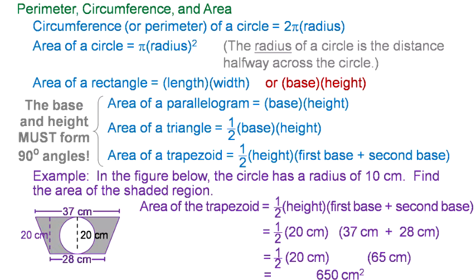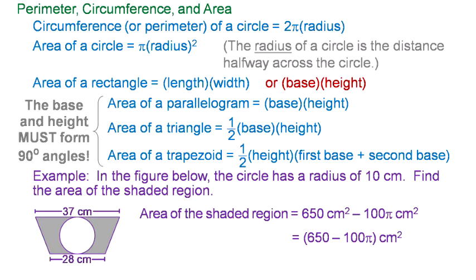Now let's talk about what I just found. In the last step, I found the area of the entire trapezoid. So, to find the area of the shaded region, I'll start with the area of the trapezoid, and then I'll take away the area I don't want, which is the area of the circle. That means that I can write the answer to this question as you see here.